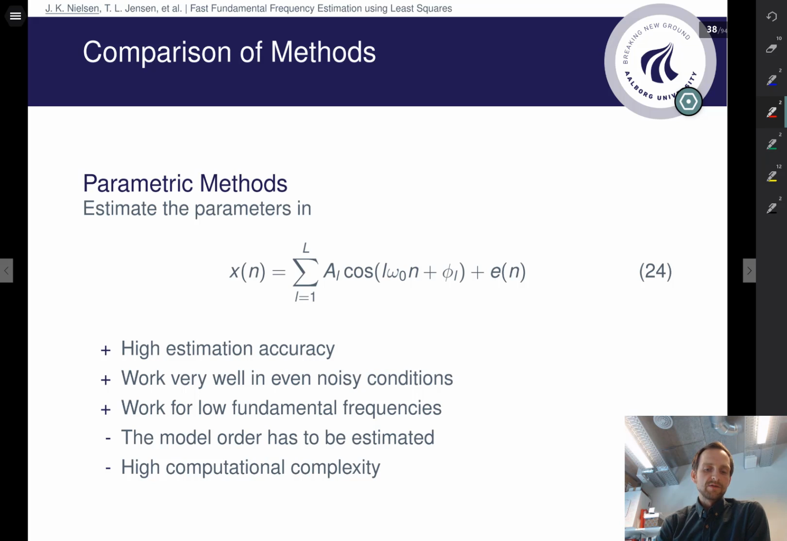One downside is that we have to estimate this model order L here, which is typically unknown, and also that the computational complexity is typically higher than for the correlation-based methods. Harmonic summation, I will say, is basically as fast as these correlation-based methods, but nonlinear least squares is way slower.